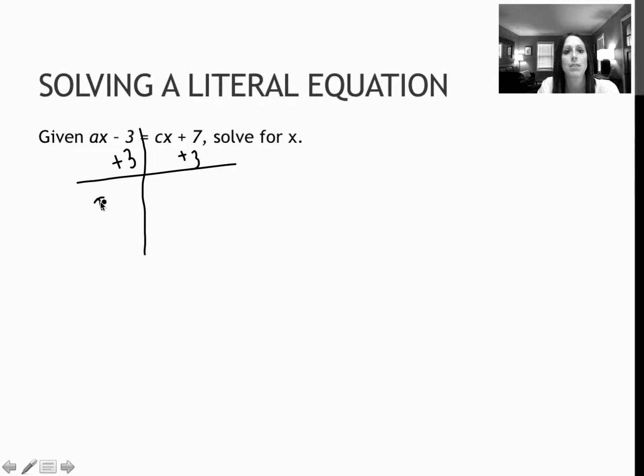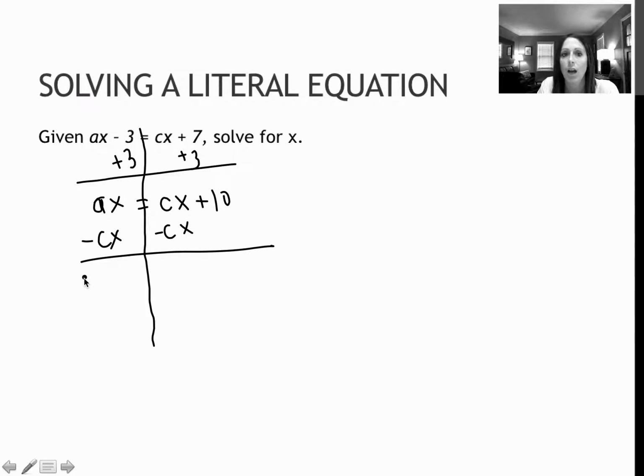And that gives me ax equals cx plus 10. And then I'm going to move the cx to the other side. So question, can I take ax minus cx and get something like bx? No, you can't. I can just write ax minus cx equals 10. So this whole thing canceled.